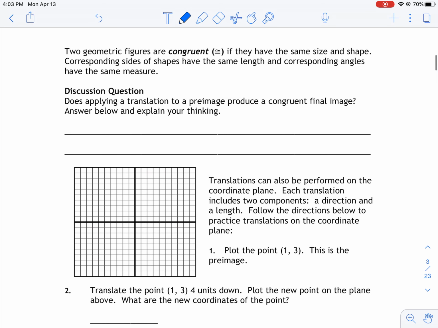Okay? So I hope you guys are okay with what a translation actually does to a shape. Because then we're going to start putting this on the coordinate plane a little bit. Okay? So that's what's happening here now.